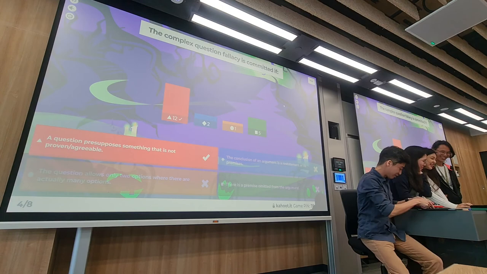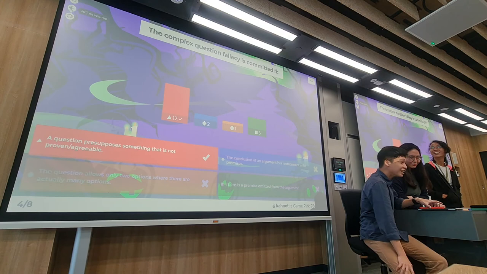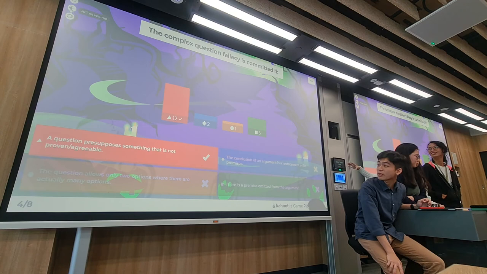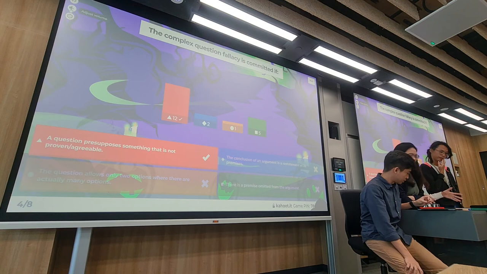Yeah, so the complex question fallacy is committed if, try to recall from earlier, a question presupposes something that is not proven or agreeable. So the rest of the options are just filler options that we picked up from the other fallacies. But basically, just be cognizant of the fact that if a question is hiding something that you might not agree with or something that has not yet been proven, don't answer the question. You should just completely deny the whole question.